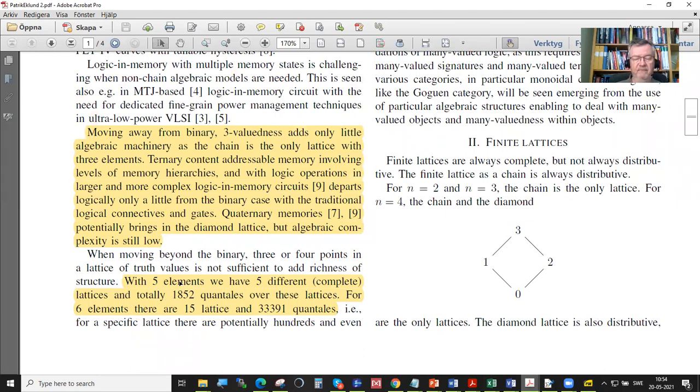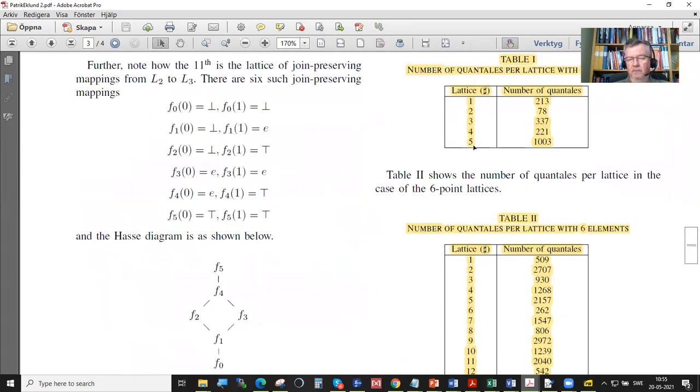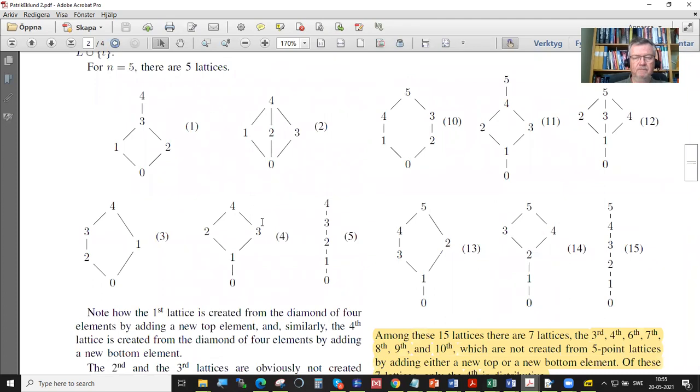So for instance, in the case of 5 elements, there are 5 different lattices, 3 of which are distributive. But there are 1,852 quantales as a whole. Those five are here. And if you look at the numbers, for the chain, we have 1,003 quantales. For lattice number 2, we have 78 quantales. For this one, which is a special case of a 5-point lattice.